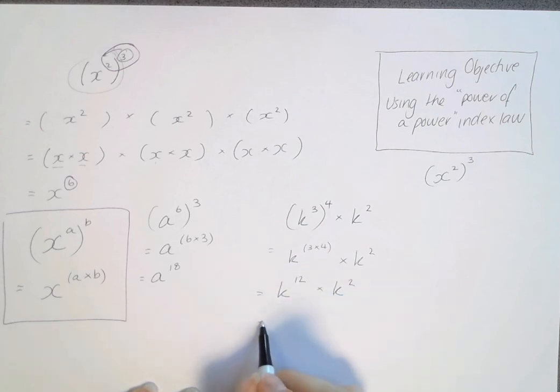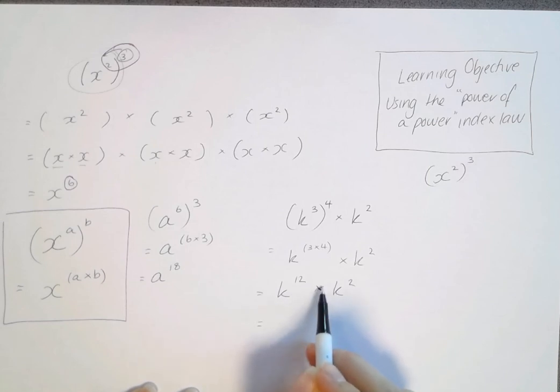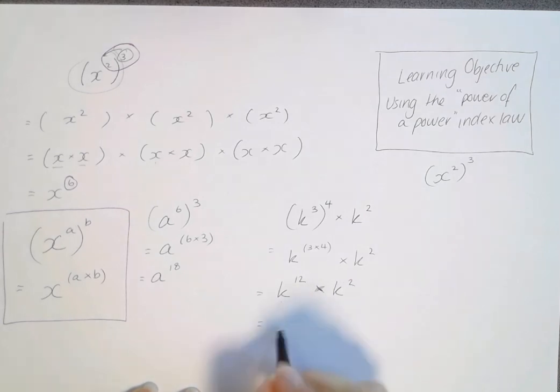And then what we have already done with our multiplication rule is say that if we are multiplying terms with the same base, we add our indices. So now we're using 2 rules in the same question. So this time we would be saying it is k to the power of 12 plus 2, and therefore our answer will be k to the power of 14. So now we're starting to work with all of our rules that we have learned all together.